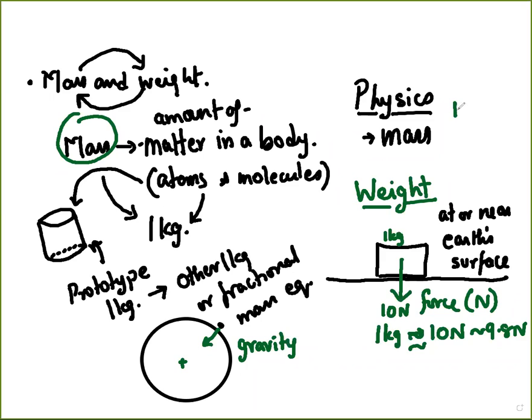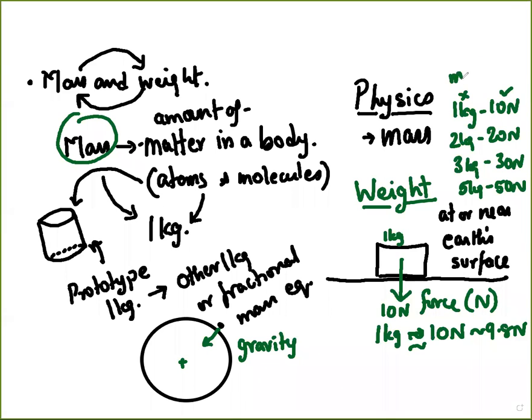20 newtons, right? So I say 1 kg, 10 newton approximately, 2 kg, 20 newtons approximately, 3 kg, 30 newtons approximately, 5 kgs, 50 newtons approximately, right? So what is the way in which you can calculate this if this is given?